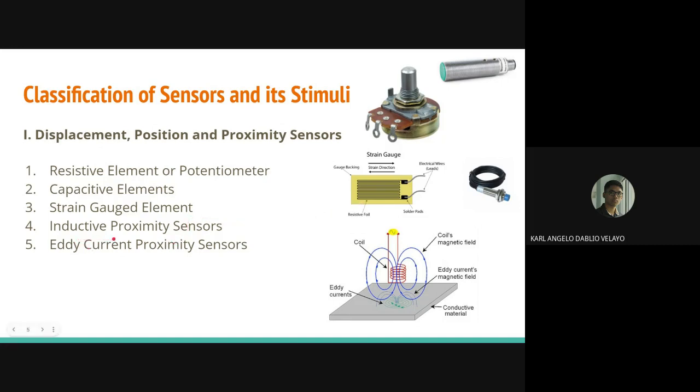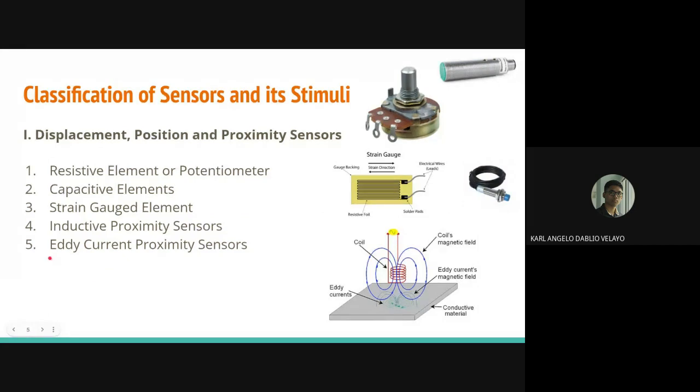So okay, next we have inductive proximity sensors. So this is the sensor, or what it will look like. So this sensor detects magnetic loss due to eddy currents that are generated on a conductive surface by an external magnetic field. So this particular sensor is commonly used on forklifts when they carry weights.